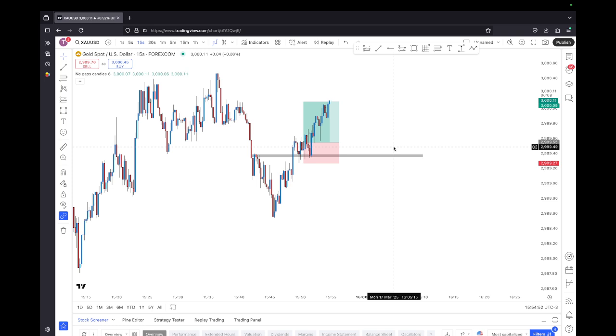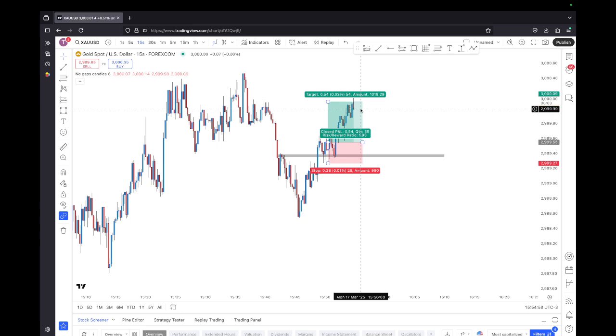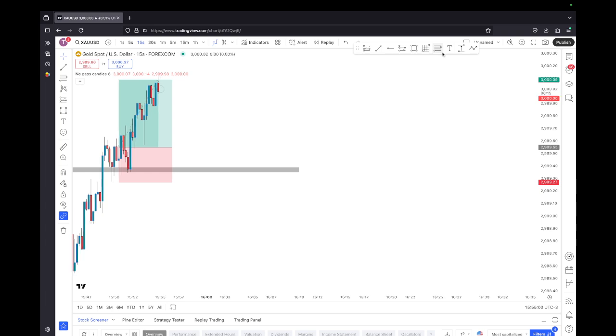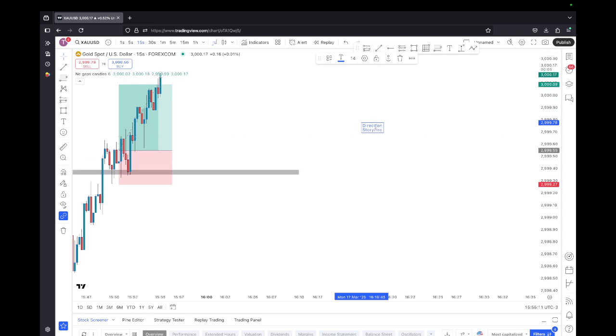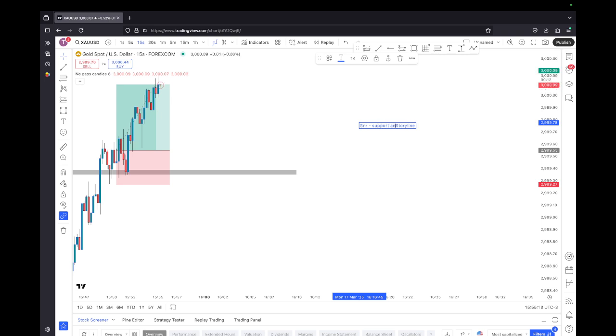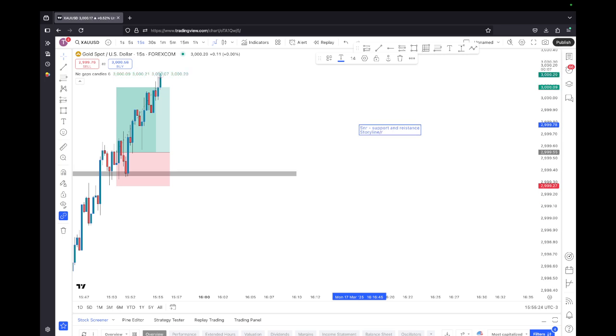So talking about entries, first things first, what we've learned so far is that to trade Malaysian SNR, you need three things. No, actually, it's the other way around. You need to have your support, your actual SNR, which is your support and resistance. Then the second one is your storyline slash direction, and then the third one is your entries. It's as simple as this.